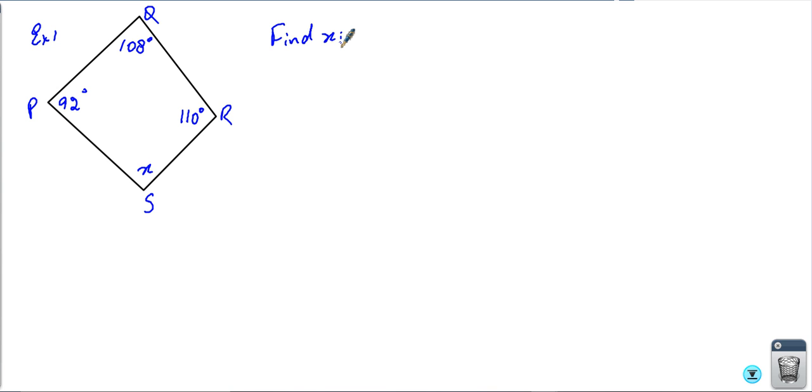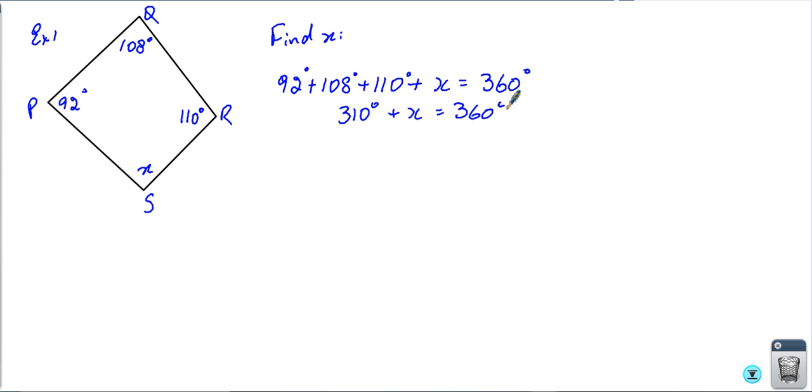So what am I going to do? I know that the sum of the interior angles, so 92 plus 108 plus 110 plus x, make 360 degrees. So adding these 3 together, I get 310 plus x is 360 degrees. Therefore, x is 360 minus 310, and that gives a value of 50 degrees. X is equal to 50 degrees.